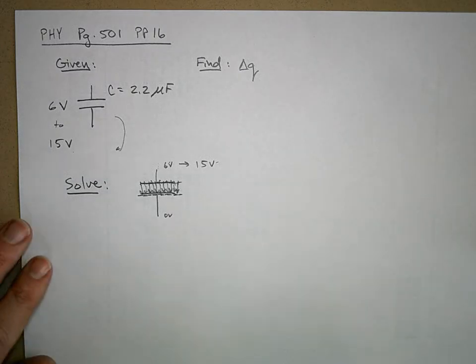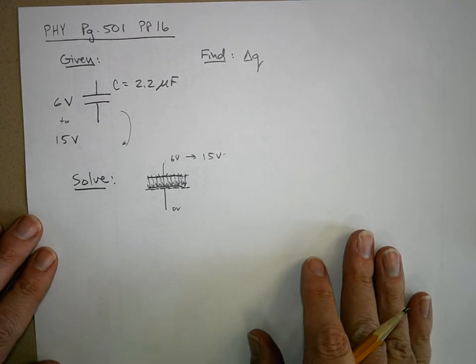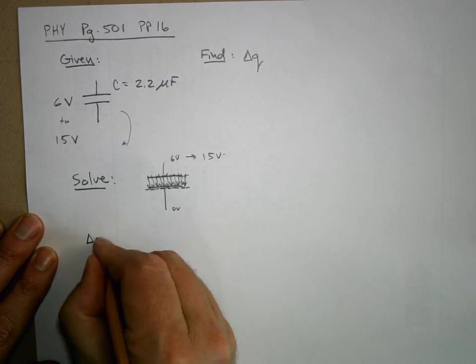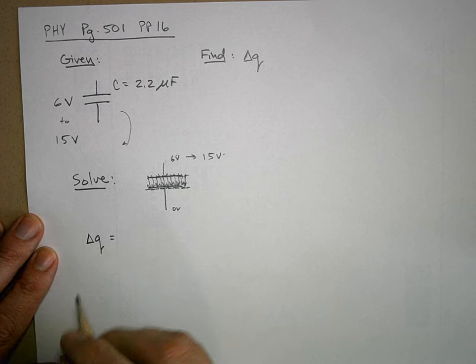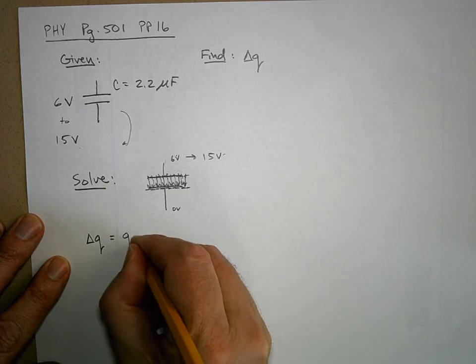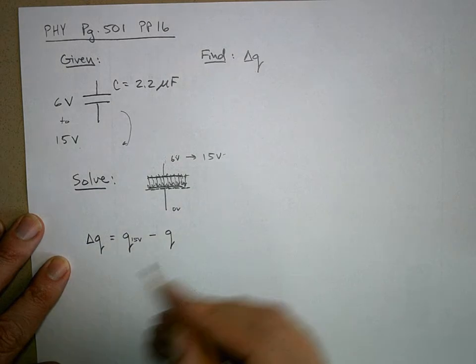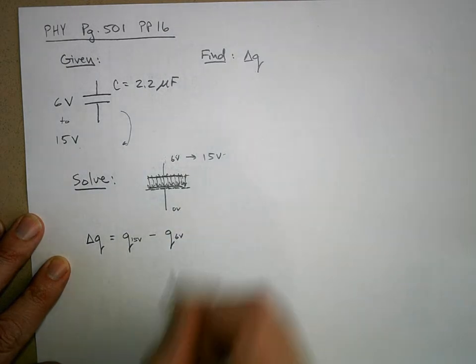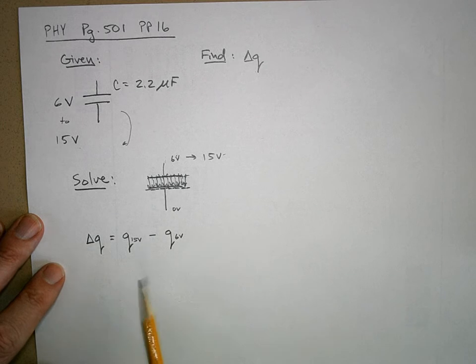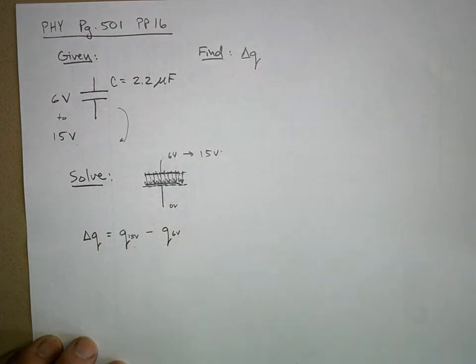Well, let's do it this way. There's several ways to do this problem. I'm going to do it like this. Delta Q is equal to the charge on it at the end when you had 15 volts minus the charge that you started with when you were at 6 volts. And these are just little subscripts. I'm not multiplying anything here. I'm just showing a subscript. You can call this Q final and this Q initial if you want to.